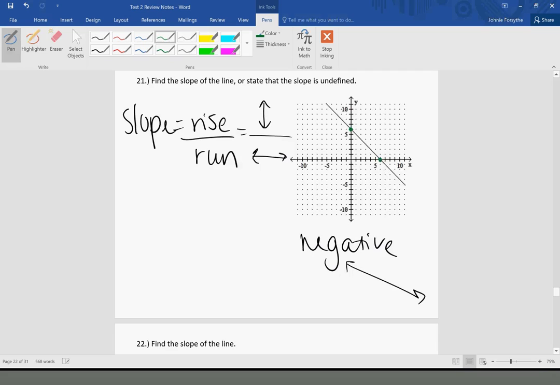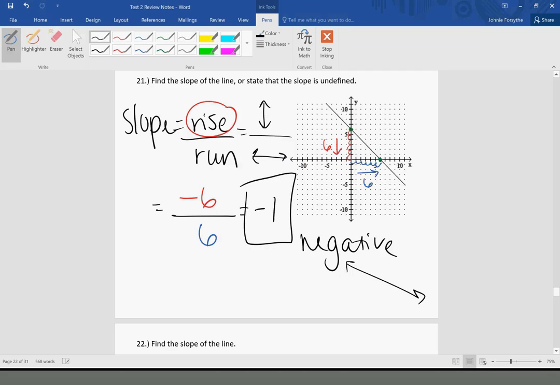So we're going to go from this point to the next one that I marked here. And so we're going to count our rise, or how much we go, in this case, down. So we're going to go down 6 spaces, 6 units down. So that's going to give us -6 for our numerator. And then for the denominator, which is our run, we're going to count 6 to the right, 6 units to the right. So since it's to the right, it's going to be a +6. So now -6 divided by +6 gives me -1. And so -1 is going to be our slope.